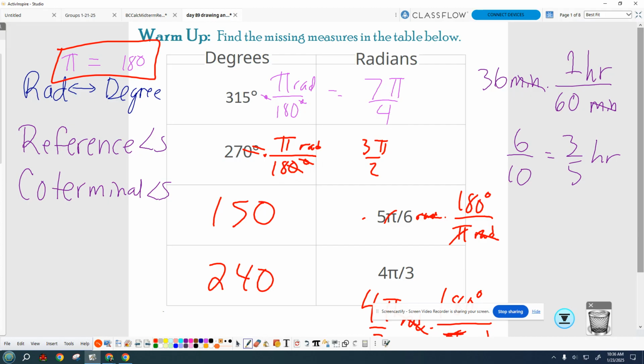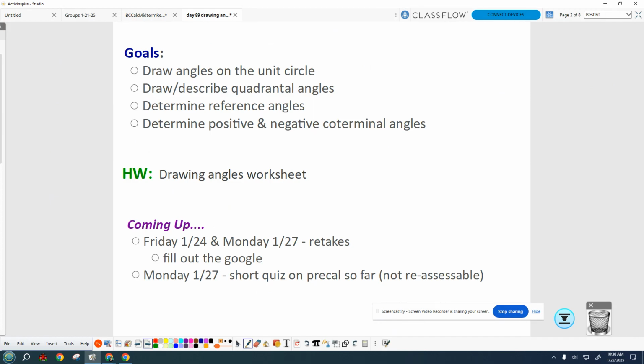10 pennies is a dime. 4 quarters is $1. Conversion rates.